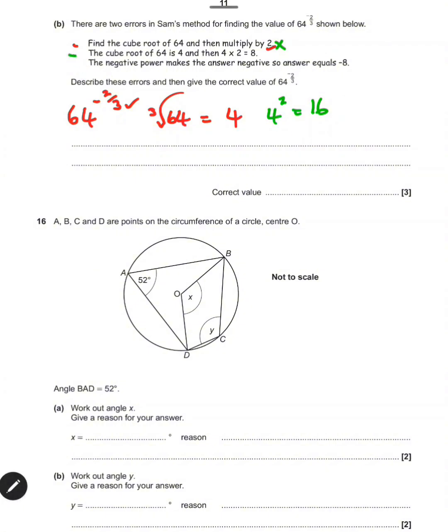We've actually taken care of that as well. Final line, it says the negative power makes the answer negative, so the answer is -8. Well, we've dealt with this cube rooting. We have dealt with this squaring as well. This negative power is all we need to work with. Negative power will not turn this negative. 16 raised to a negative power will put 1 over that number. Finds the reciprocal. So the correct value is actually 1/16.